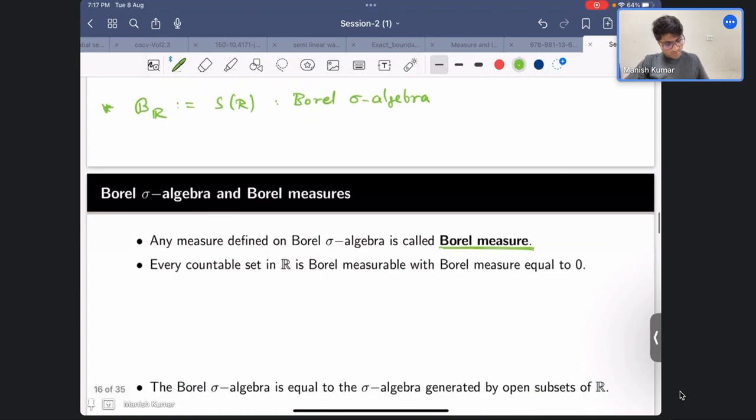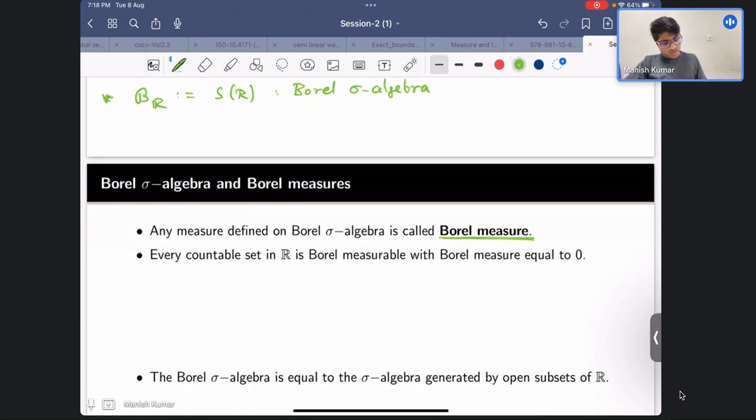So this is just the name. Okay, so every countable set in the real numbers is actually Borel measurable, and the Borel measure will be equal to 0. You have in fact seen this in your class lectures, right? So every countable set, if you take it, is Borel measurable. So if E subset of R such that E is countable, this implies E belongs to B of R, and this implies E belongs to L of R.